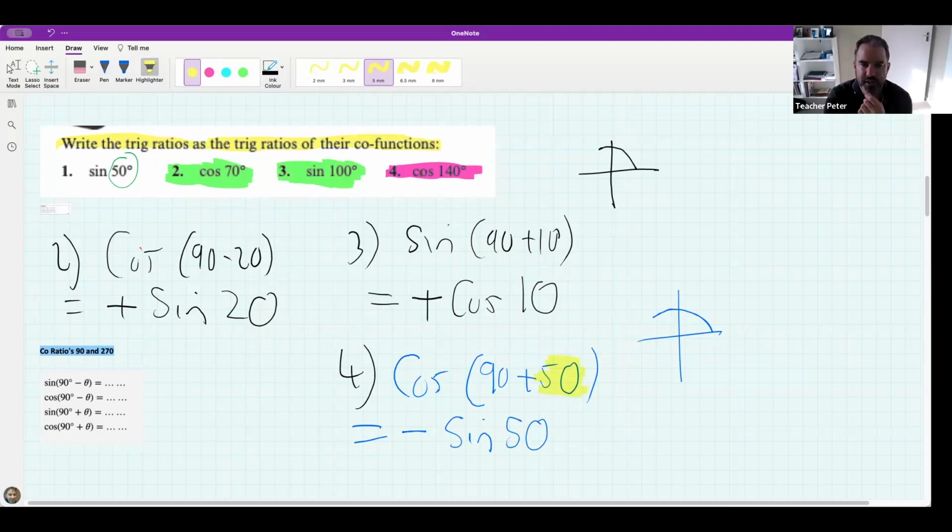Yeah. So the thing that students would probably get wrong normally is they wouldn't realize, if you think about the cos of 140, it is in quadrant two. It has to be negative. So even when you get your co-ratio, it has to still get its sign from the original thing. But then over here, you have the co-ratio part.